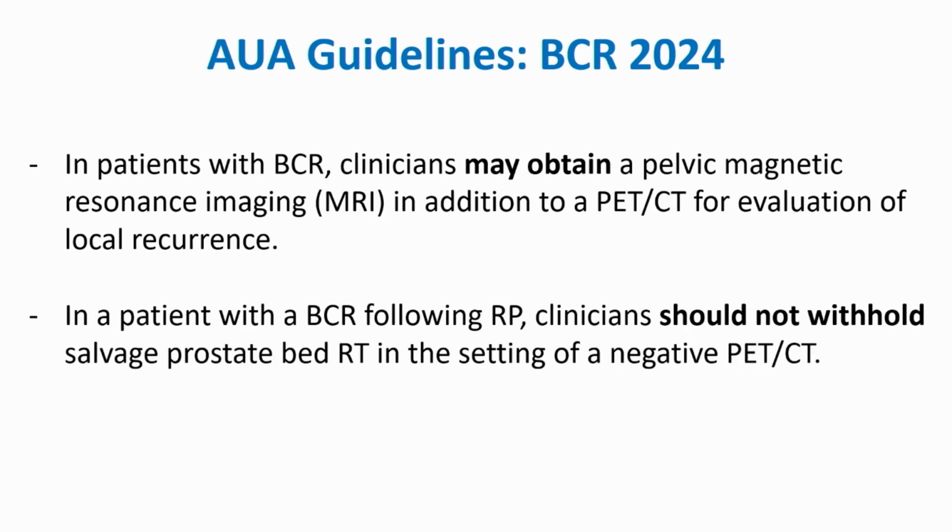And then just to finish up for the biochemical recurrence for AUA guidelines, in patients with biochemical recurrence, clinicians may obtain a pelvic MRI in addition to PET CT for evaluation of local recurrence. And that's important once again because these PSMA PETs aren't going to pick up everything. And in a patient with biochemical recurrence following radical prostatectomy, clinicians should not withhold salvage prostate radiation therapy in the setting of a negative PET CT.